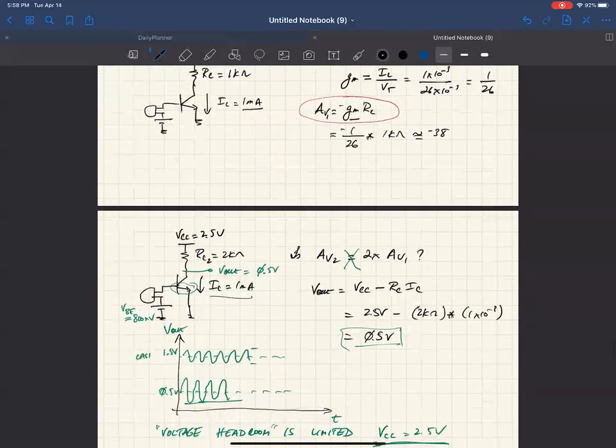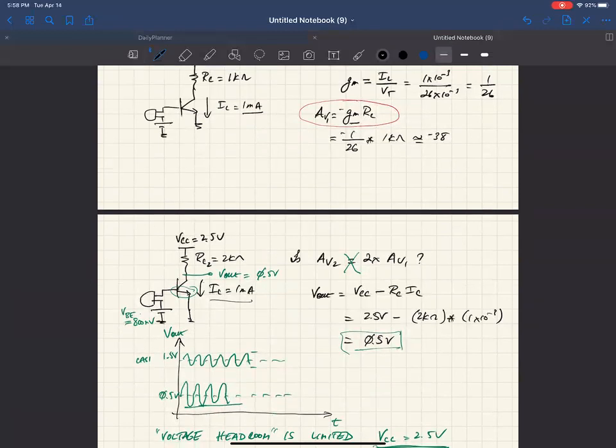Looking at this, we see that A sub v sub 1, we determine that's equal to negative 38. How does that relate to the second part where we see that at 0.5 volts? So basically what we were trying to do, the goal was to get to a gain of whatever that ends up being, 76, let's say, minus 76. That's what we're trying to do, so trying to double the gain.